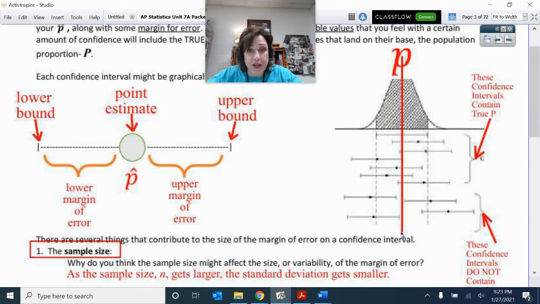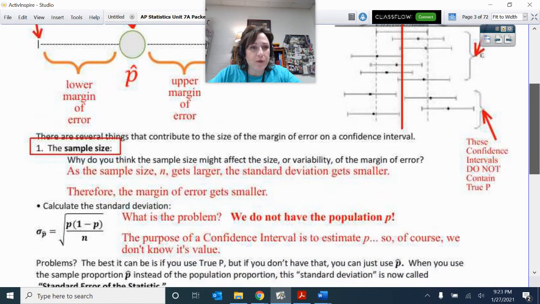Now, that doesn't happen very often. It's showing here like 4 out of the 10. Well, no, that does not happen 40% of the time. And we'll talk about how frequently that happens as we go through this unit.